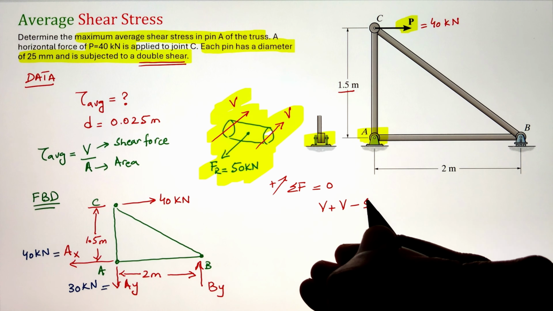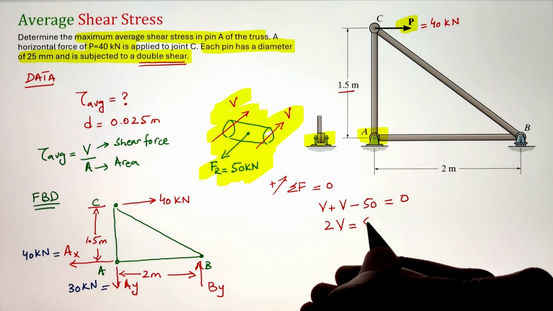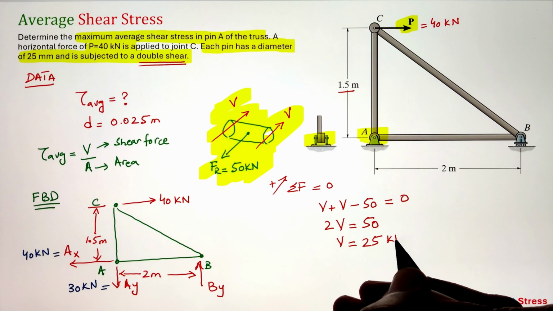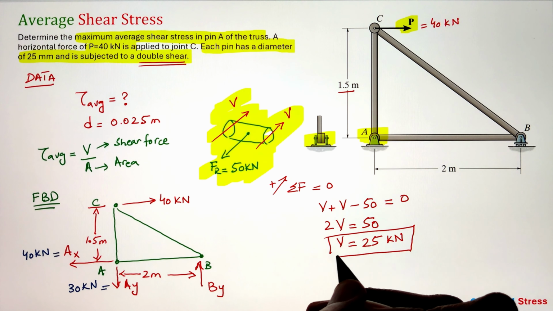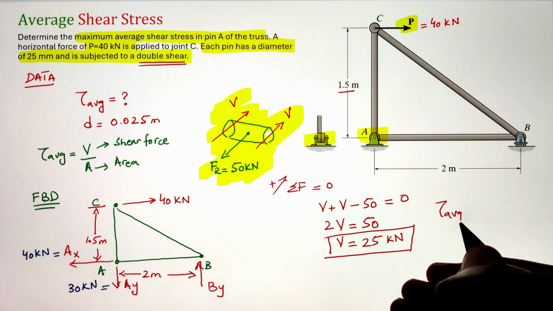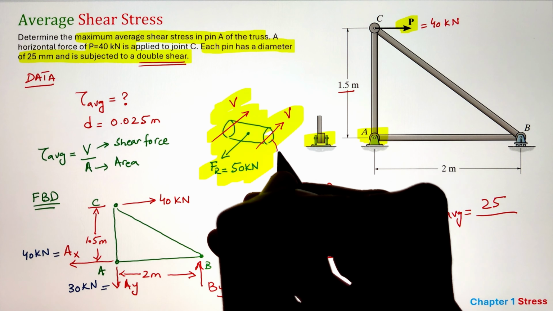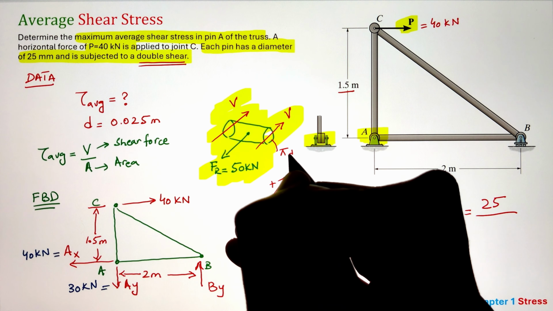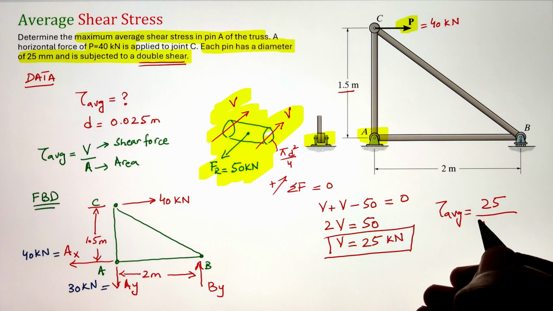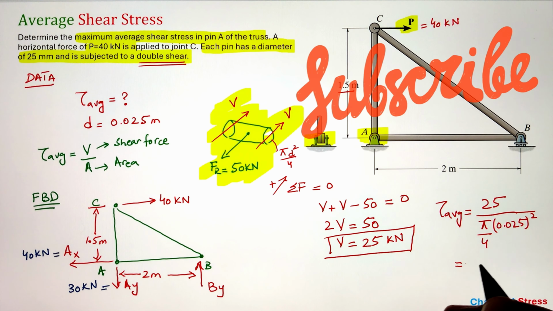Now, once we have the shear force value, we can go ahead and plug that information in our average shear stress formula, that tau average equals V over A, whereas the value of V is 25 kilonewtons and the cross-sectional area is given by pi d squared over 4, that is the area of the circle. We are given the diameter of the pin in the problem as 25 millimeters. So plugging in the information and solving, we get our average shear stress value equals 50.9 megapascals.